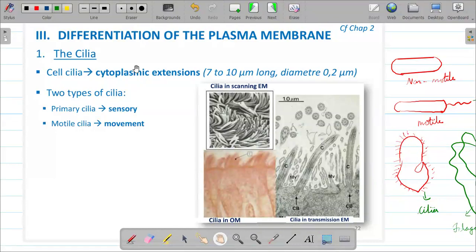In another way, you can see it is a small cytoplasmic extension. If I draw this as the membrane part, the contents of the cytoplasm also protrude along with the cilia, right? So it is an extension of your plasma membrane, which purely has the cytoplasmic extension also. On average, they are 7 to 10 micrometers.